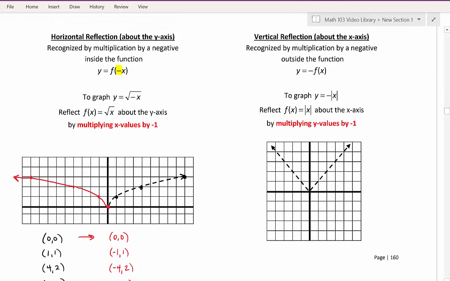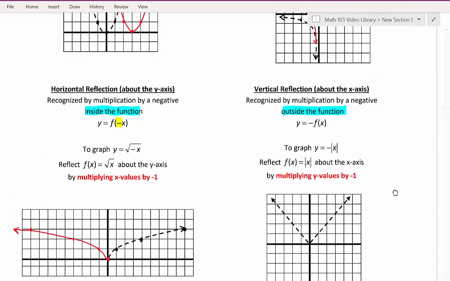Our last rigid transformation is a vertical reflection. This is a reflection about the x-axis. We recognize that there's going to be a vertical reflection when we have multiplication by a negative outside the function. So for horizontal, it was inside the function, and for vertical, it's outside the function. And you'll start noticing a pattern.